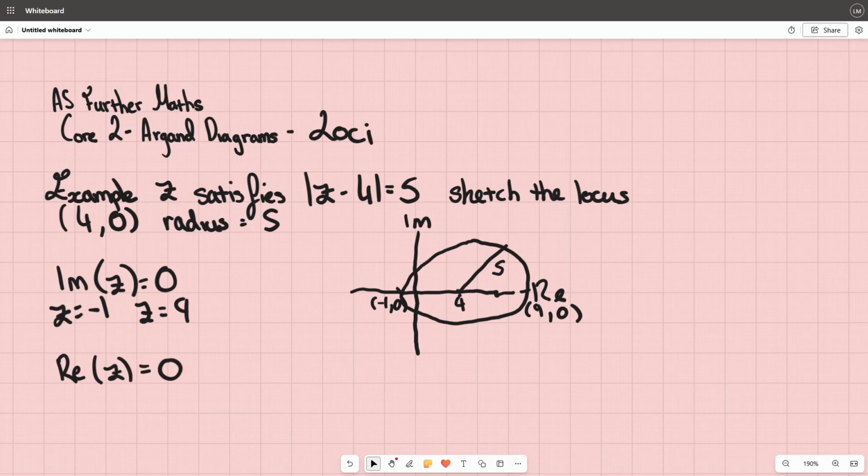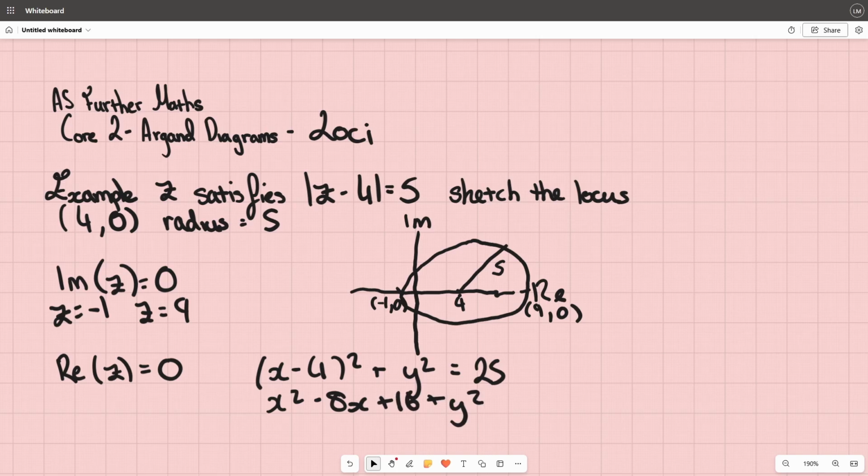is equal to 0. And this is a little bit harder because I want to turn our equation into Cartesian coordinates. So you know the equation for a circle is (x minus the number) squared plus (y minus the number) squared is equal to r squared. So (x minus 4) squared plus y squared is equal to 25, because 5 squared is 25. So we have x squared minus 8x plus 16 plus y squared is equal to 25.